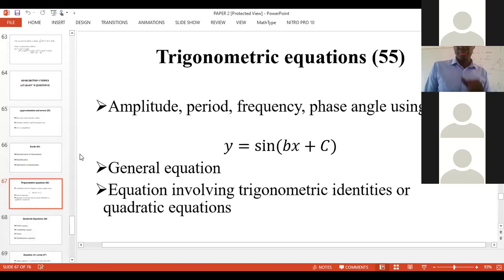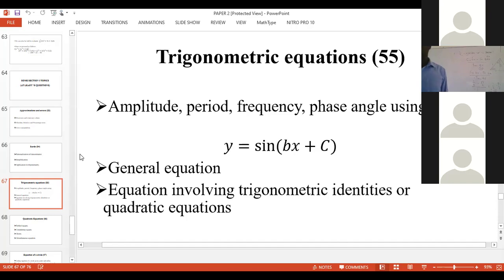Trigonometric equations, like the one that is given on the screen there, just check it. That trigonometric equation, some things can be asked of us. y is equals to sine bx plus c. So you must know, if I have an equation, how do I tell this is the amplitude? How do I tell this is the period? How do I tell this is the frequency or phase angle? So you must be in a position to do that.